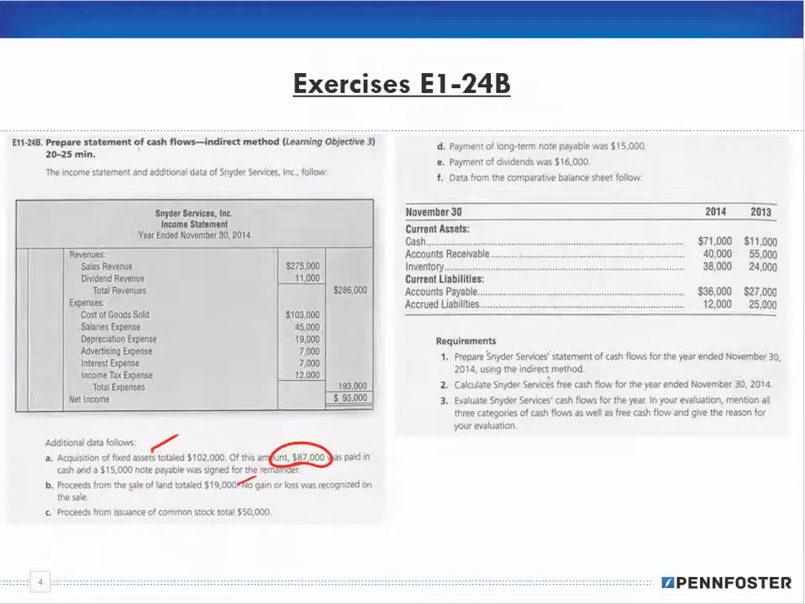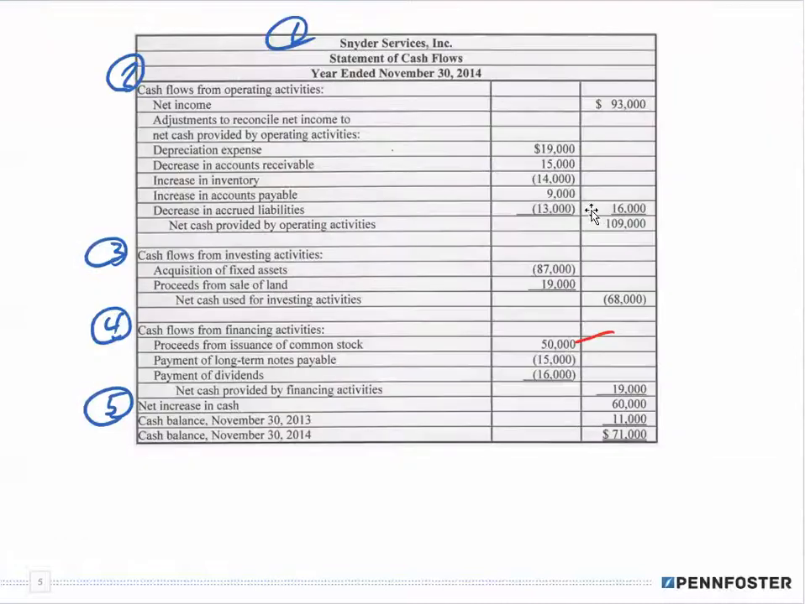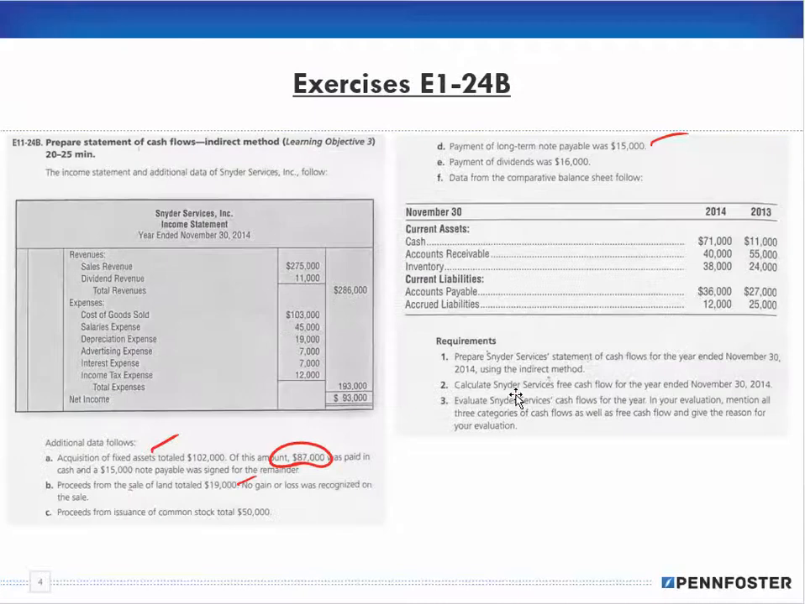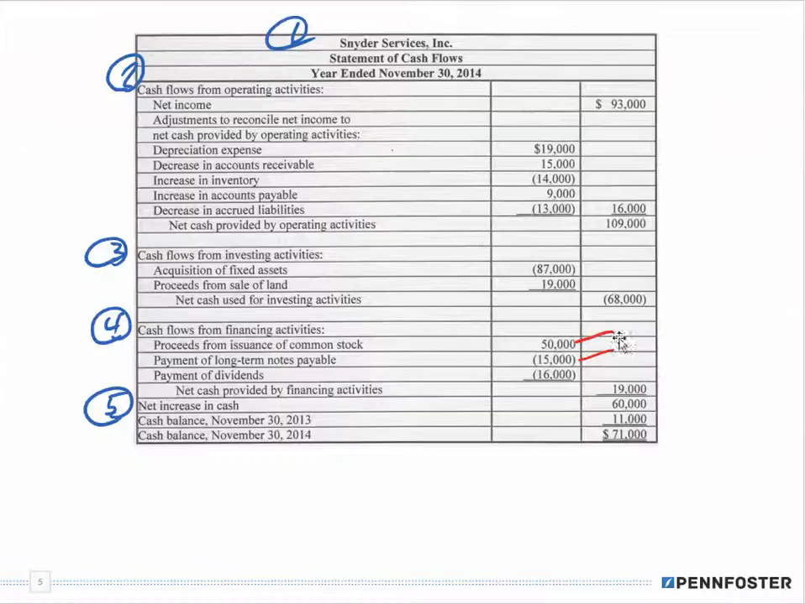Then we have a payment of long-term note payable for 15,000. That's money that's leaving the business, because we're paying off the note payable. So that's minus 15,000. And then we have a payment of dividends of $16,000. Cash was leaving the business. Always think about what the effect is on cash, even though it says payment on dividend. Proceeds coming in, payment going out. It's what is our effect on cash.